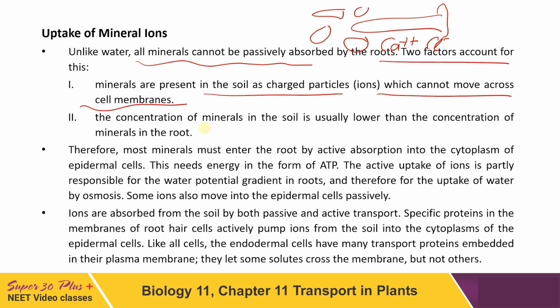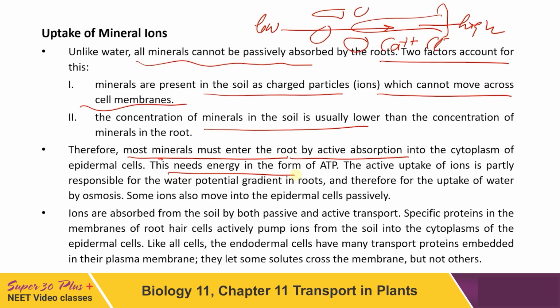The concentration of minerals in soil is usually lower. Here the concentration is low, while in the root the concentration is high. That's why the minerals have to move from low concentration to high concentration, against the concentration gradient. Therefore, most of the minerals must enter by active absorption. They need energy because it is against the concentration gradient. Active uptake of ions is partly responsible for the water potential gradient in the root. Ions are absorbed from the soil by passive and active transport, but mainly by active transport.